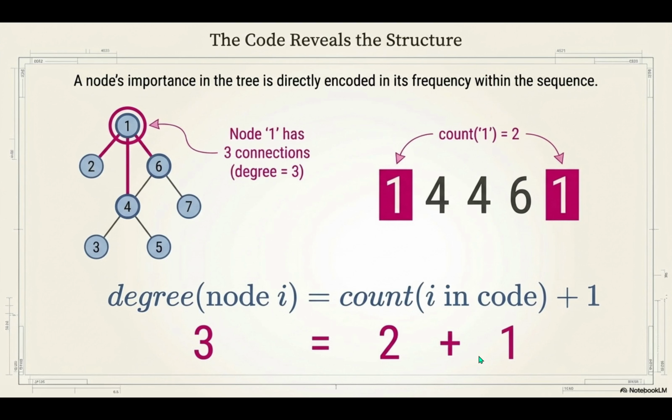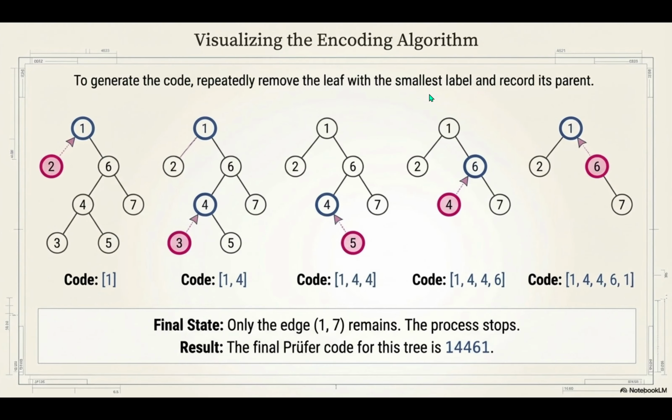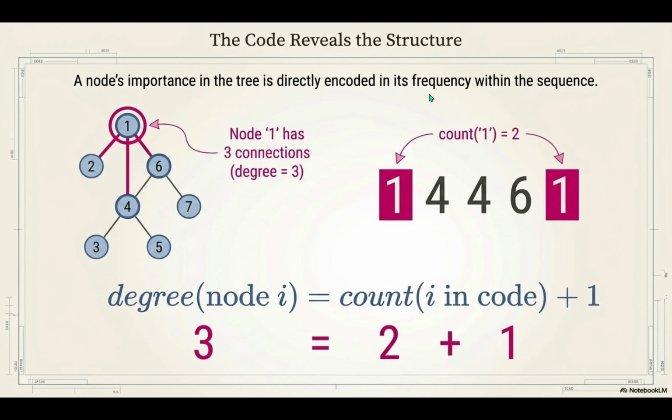It is, because that sequence isn't just a blueprint. It's like an X-ray. It instantly tells you how important every node is without you having to do any complex analysis on the graph itself. You're talking about the degree formula. Yeah. A node's importance, its degree, which is just the number of connections it has, is encoded right there in the sequence. The formula is unbelievably simple. The degree of any node is just the number of times it appears in the code, plus 1.